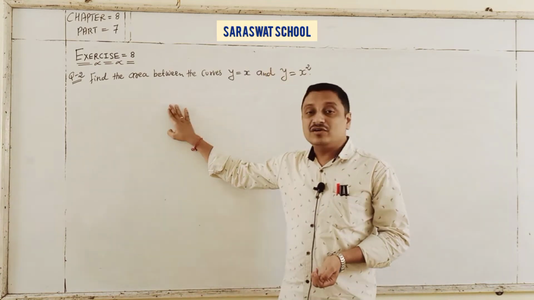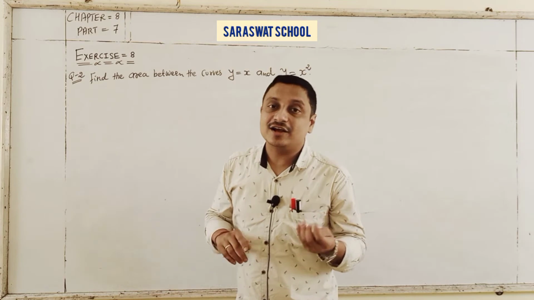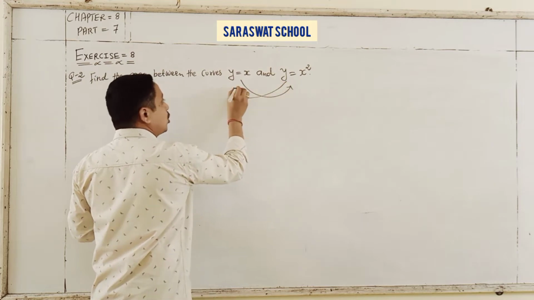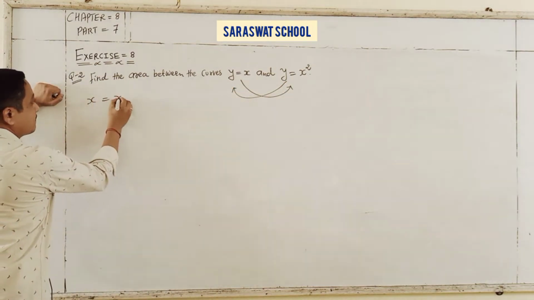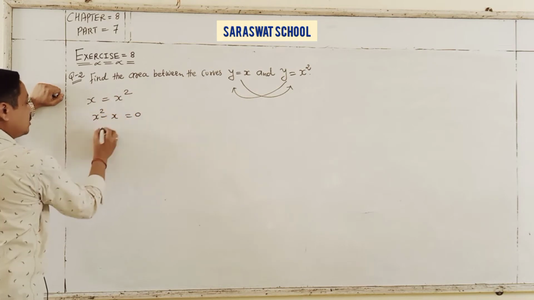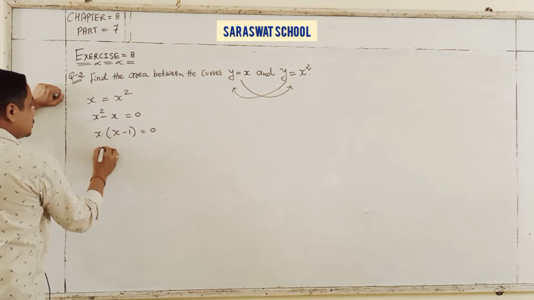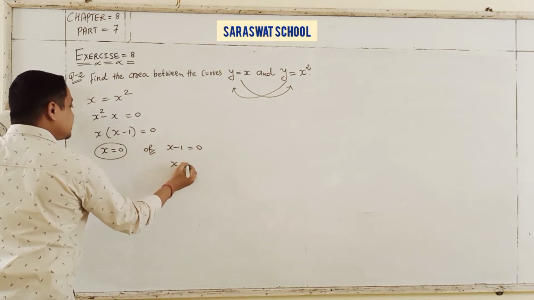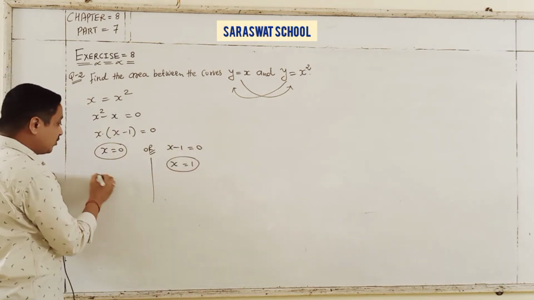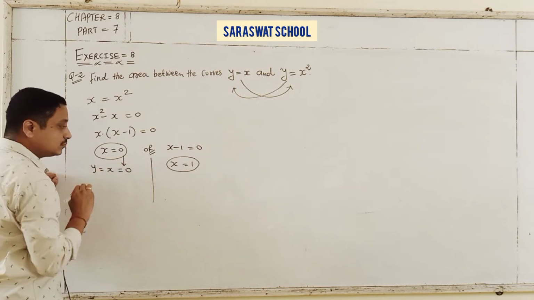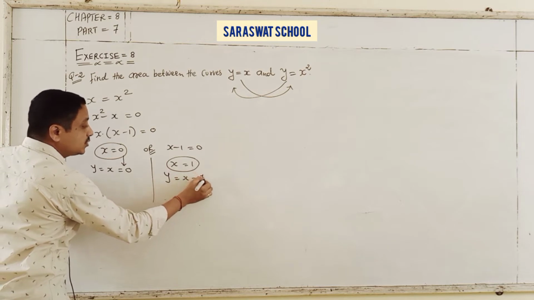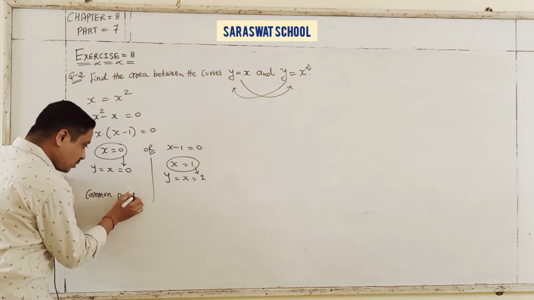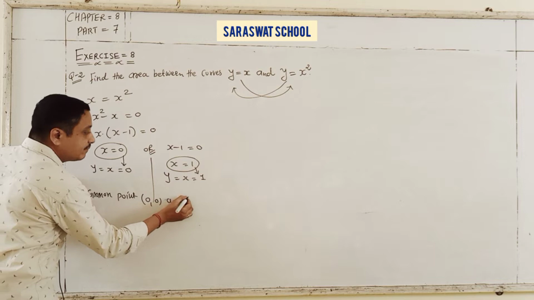Question number 2: find the area between the curve y is equal to x and the curve y is equal to x square. First of all, I find the common points by comparing both. So x square minus x is 0. Taking x common, x is equal to 0 or x minus 1 is equal to 0, so x is equal to 1. Putting it into y is equal to x, it is 0 and 1 respectively, so the common points are 0, 0 and 1, 1.